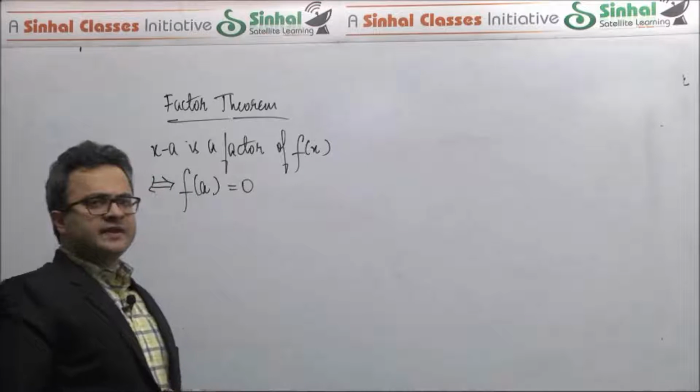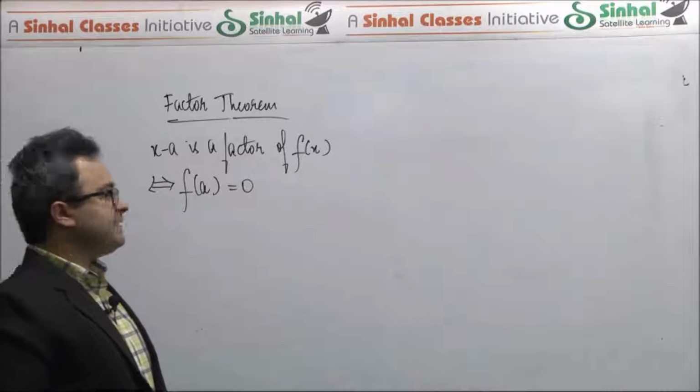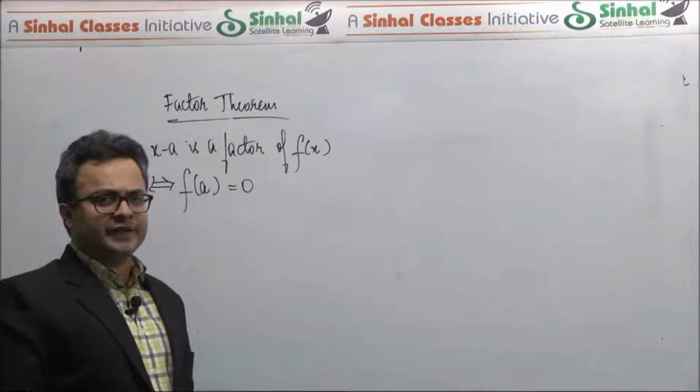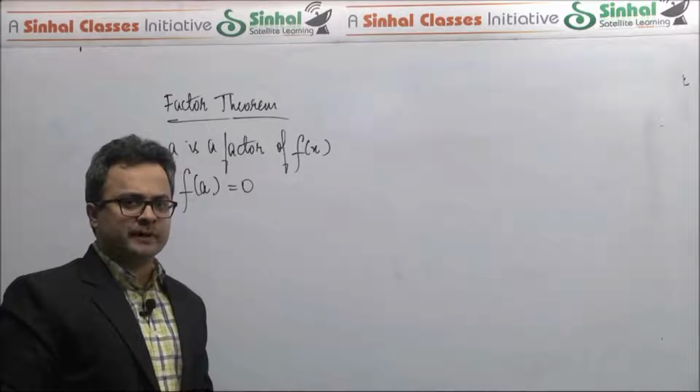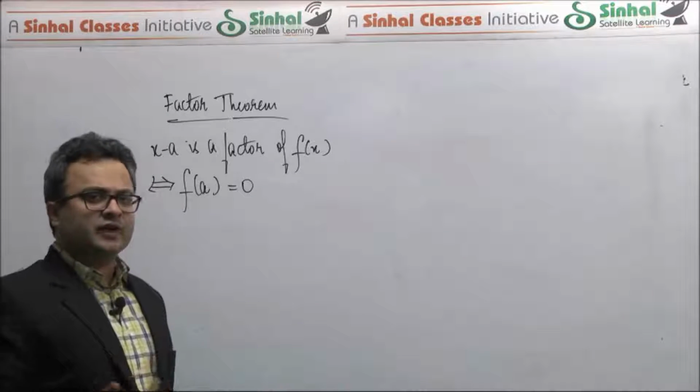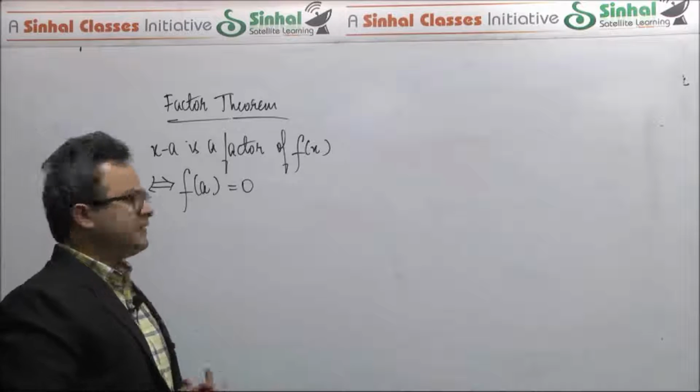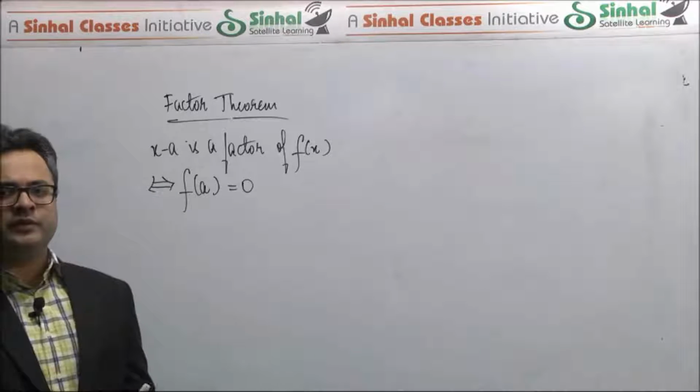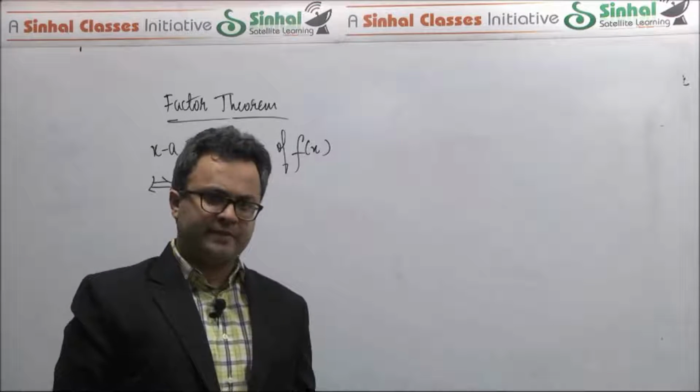So the idea now is very simple. I'll say that x minus a happens to be a factor of f of x if and only if f of a itself happens to be 0. That is to say, the function value at x equal to a happens to be 0. This really doesn't require any proof. We just need to know what we mean by x minus a being a factor.